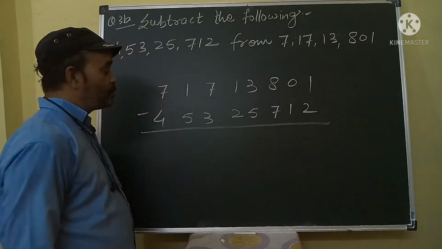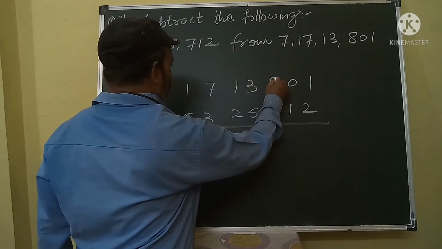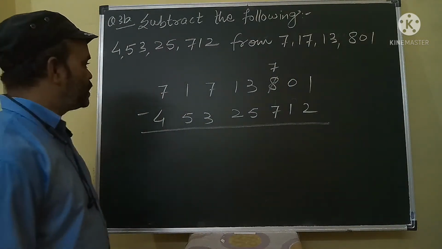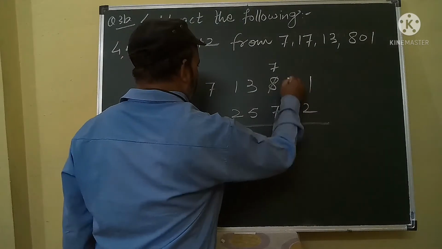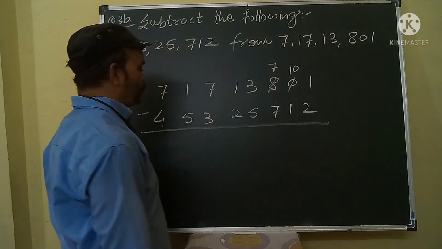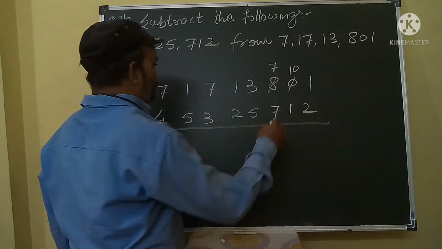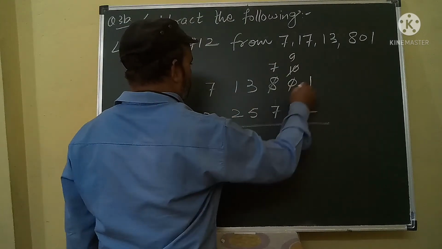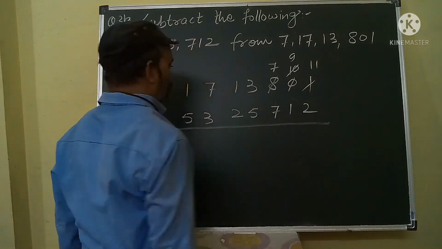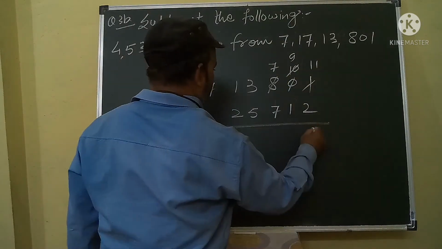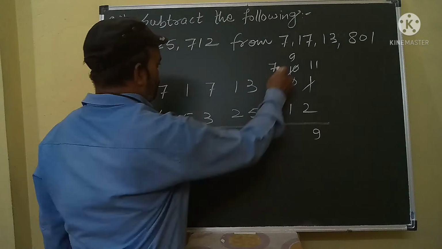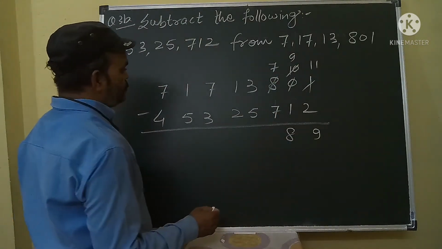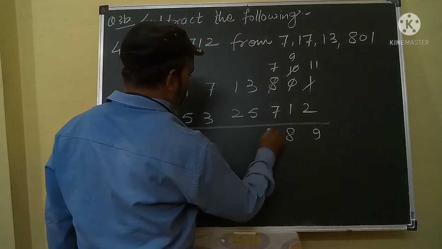So what will you do? We take one number borrow from 8. So 8 converted to 7, and 0 converted to 10. Okay. Then we take one number borrow from 10. So 10 converted to 9 and 1 converted to 11. 11 minus 2, 9. 9 minus 1, 8. 7 minus 7, 0.